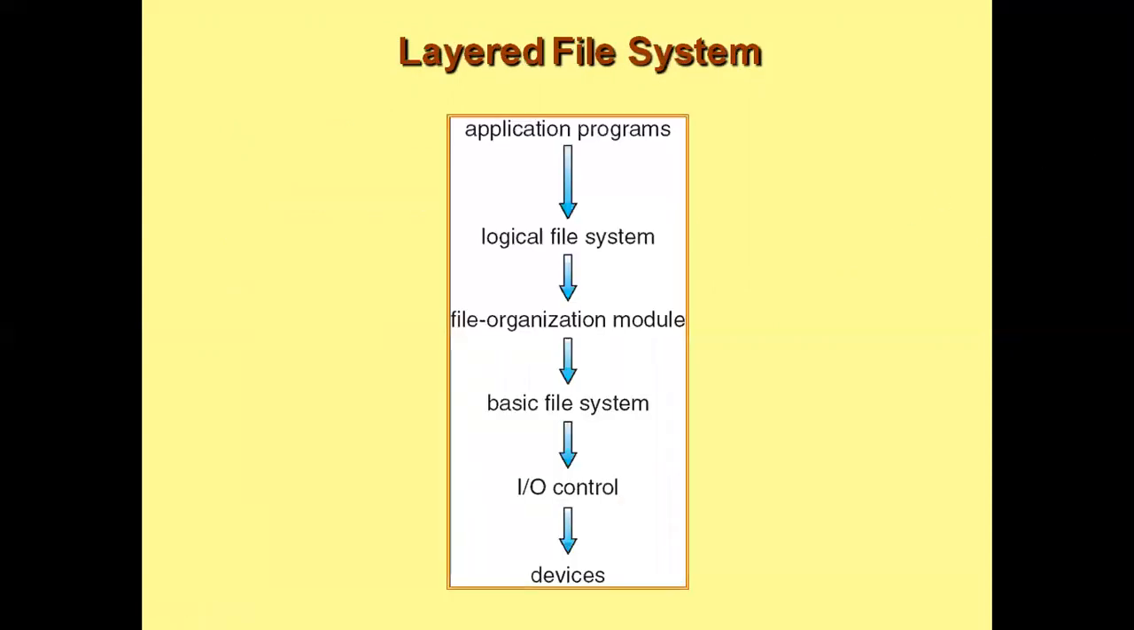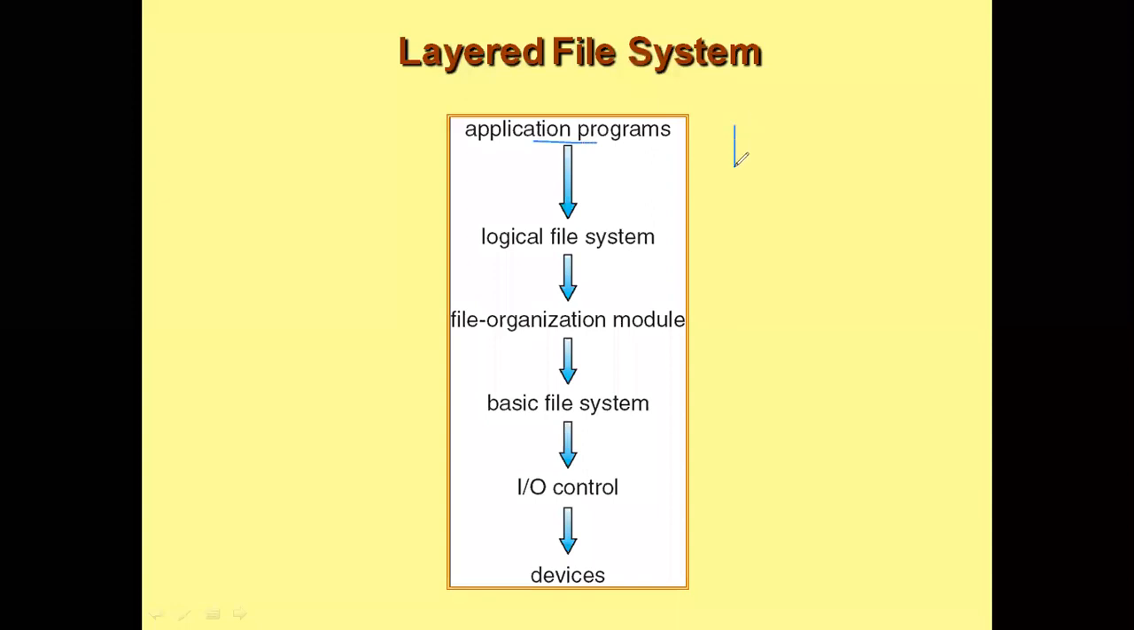Coming to the layered file system, as I said, the file system is a layered organization. On the top it has application programs, and on the bottom it has devices. Now let us take an example. We know that application programs are nothing but the files that the user creates, along with the name and the extension. I'm taking an example, f.txt. txt is the file type and f is the name. So application programs are nothing but the files that users create.